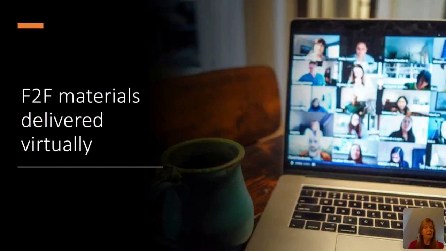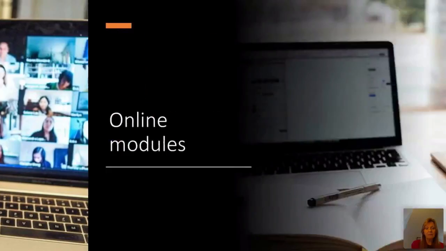So we're working particularly on platforms like Zoom, where we can offer that face-to-face materials, particularly for our SLT, which are usually smaller numbers, and our impact coaches. Those materials can be delivered in a virtual way and very successfully at the moment.